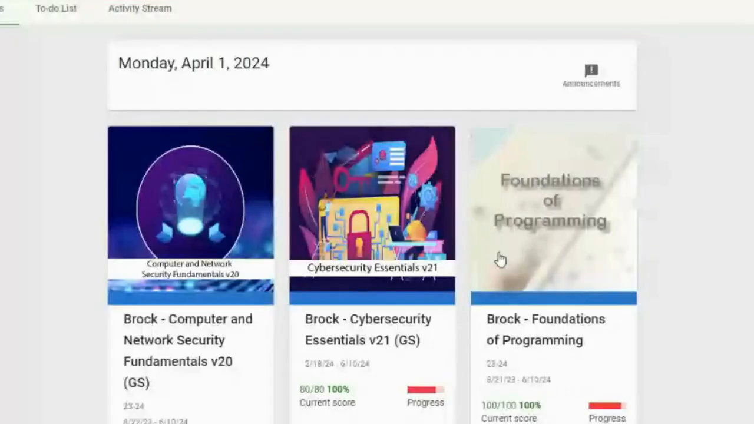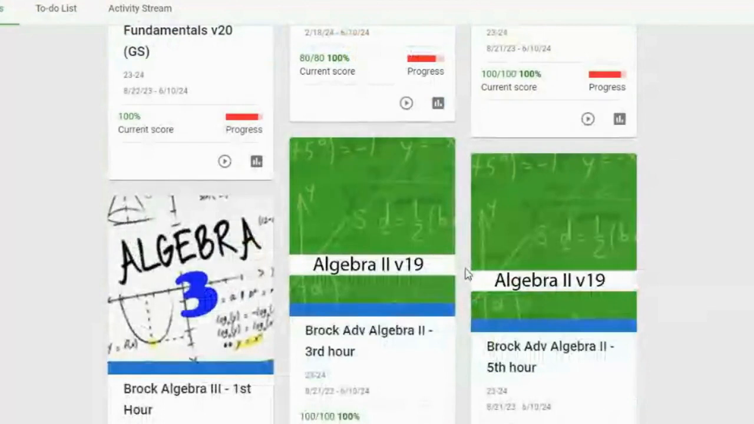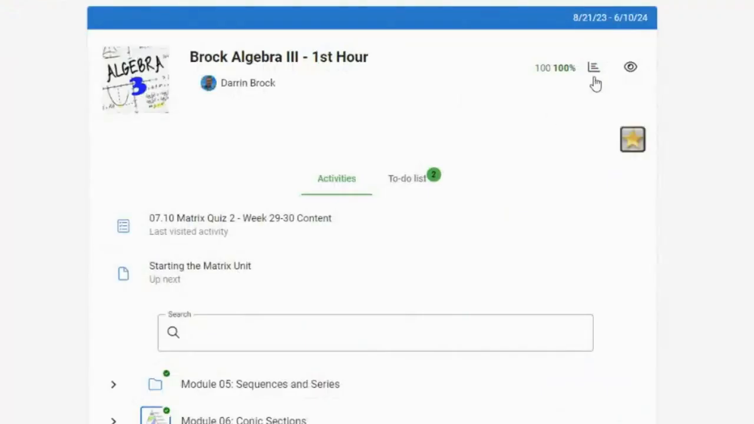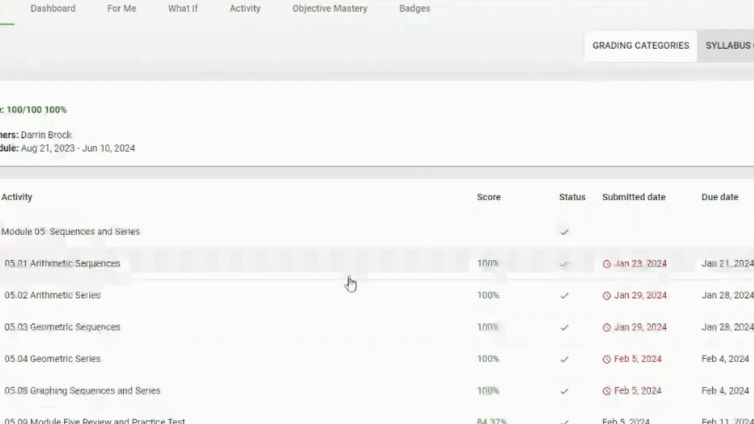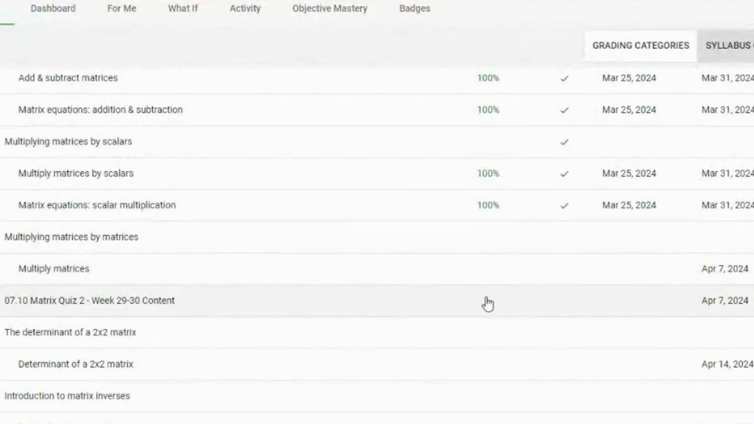All right, we're going to take a look at our lessons, this matrices stuff. We're getting piled up with matrices. First hour, let's take a look. If we go to our grade screen and we scroll down, what is due on this? I only got 2 things here. I had 4. I've cut it back. Multiplying matrices and matrix quiz 2.